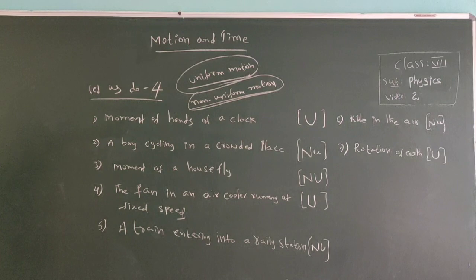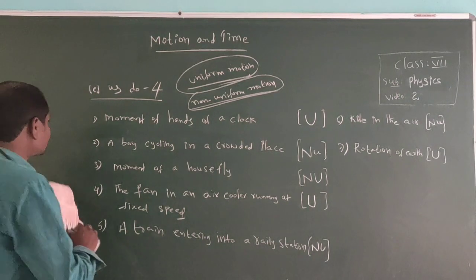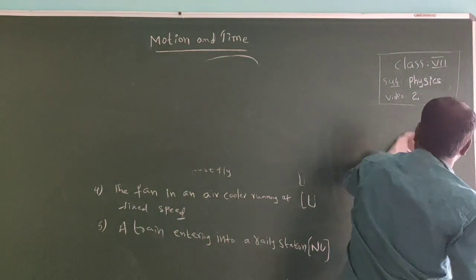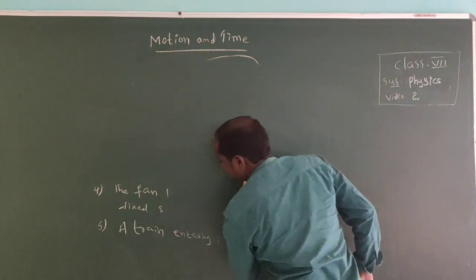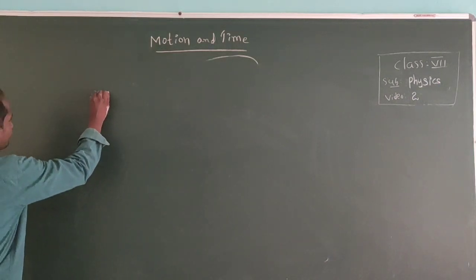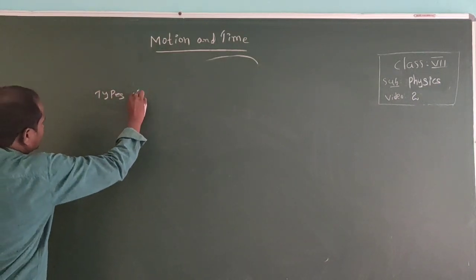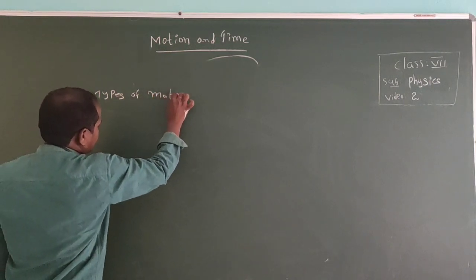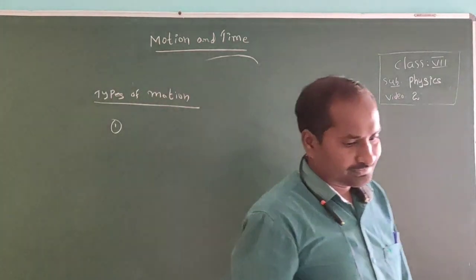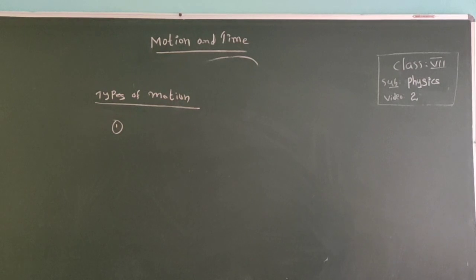Okay. Next one, types of motion. In your textbook, only three types of motion are given: translatory motion, rotatory motion, and oscillatory motion. Types of motion. First one is translatory motion.